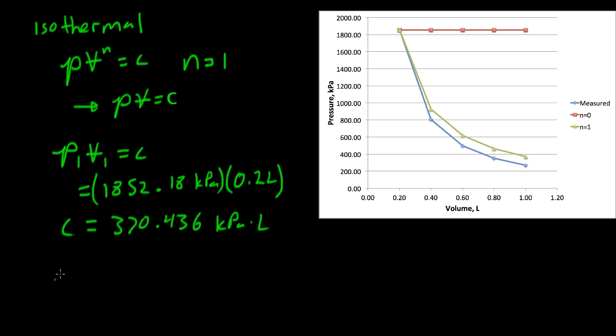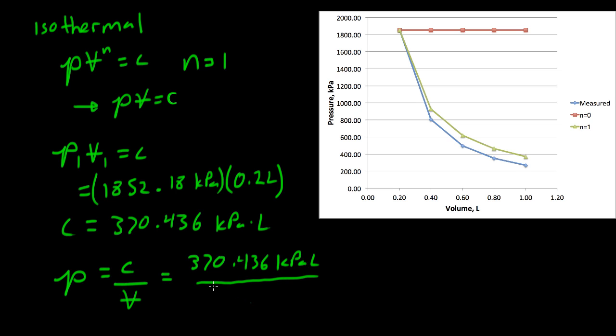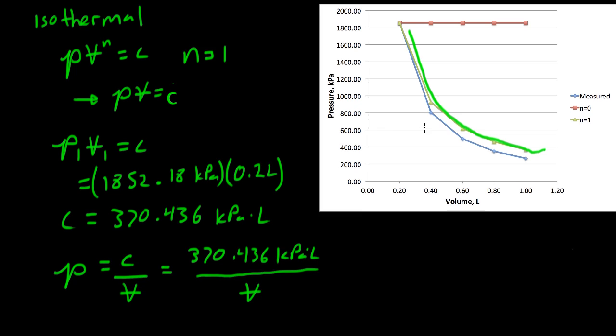Using this value of C, we can compute the pressure at each measured volume by solving for P, where P is just C divided by V, or 370.436 kPa liters divided by our volume, which is measured in liters, and so the liters cancel and we're left with a value of pressure. We plot the computed pressure for each volume measurement and see that the computed pressures match the recorded data better. In general, this value of n overestimates the pressure value.